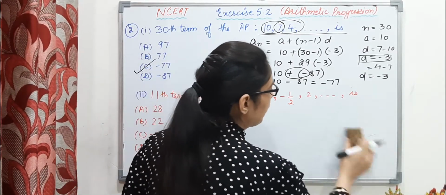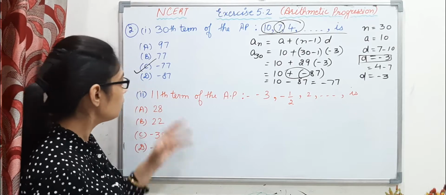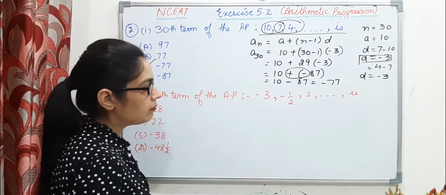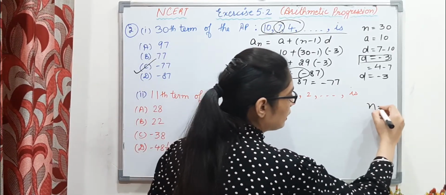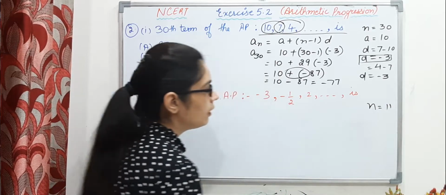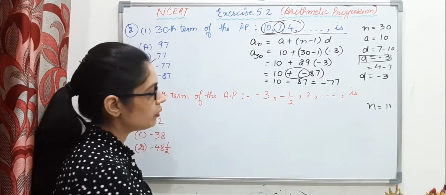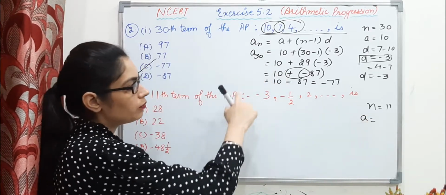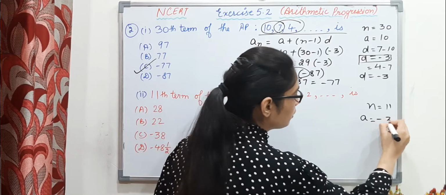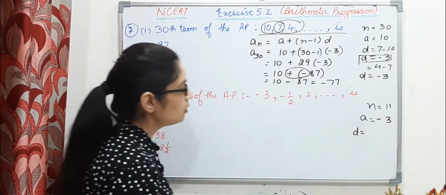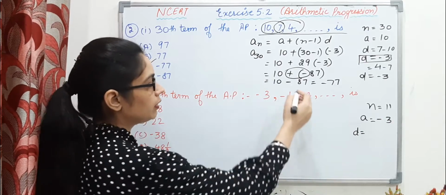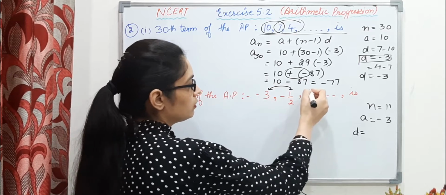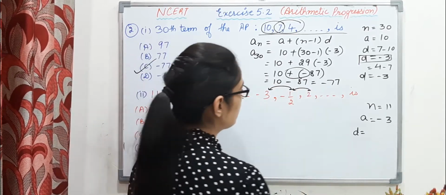Now this second part, let's do. In the second part also we have to find the 11th term of the given sequence. So this sequence is given, so 11th term means n is equal to 11, and from this sequence we can find the values of a and d. a is equal to the first term, so the first term of this sequence is minus 3. d we will find now. d is any successive term minus the previous term. So this minus this also, or this minus this also, anything is fine, you will get the same answer.